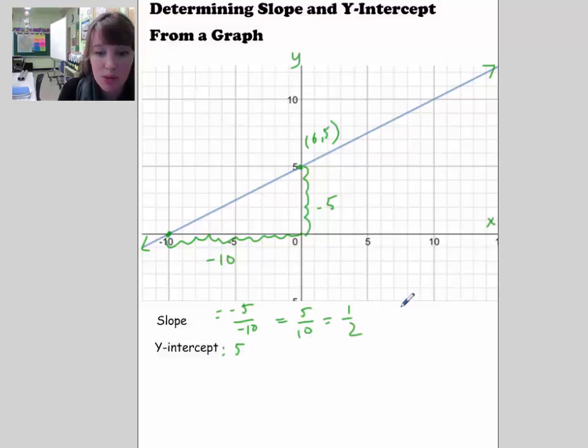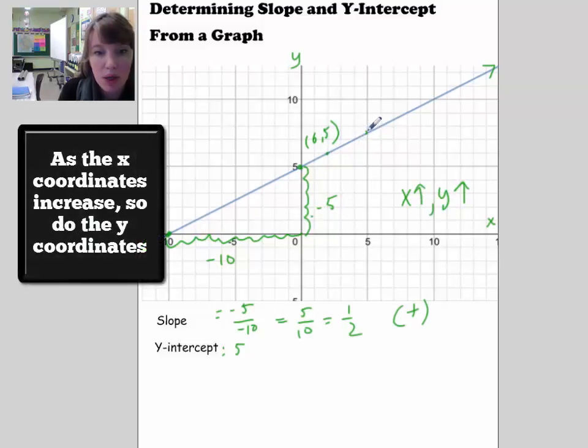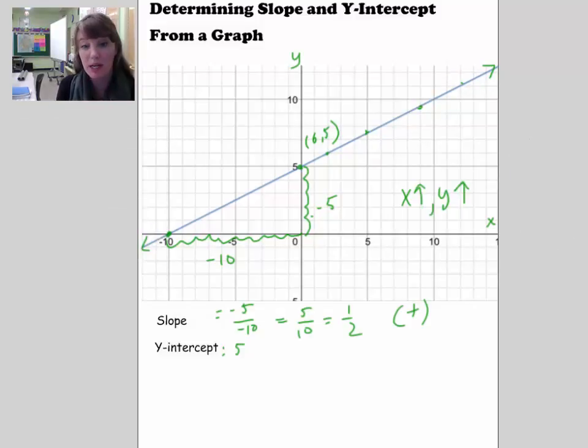So again, our slope is positive, it has a positive value. That means the line should be increasing from left to right, and it is. So as x increases in this line, y also increases. As the x values of the coordinates of the line increase, the y values are also increasing, which means the line is going up, right? When the y values increase, it means the line is going up.